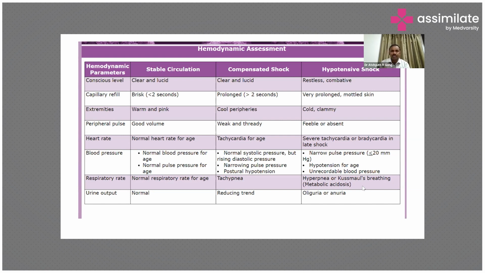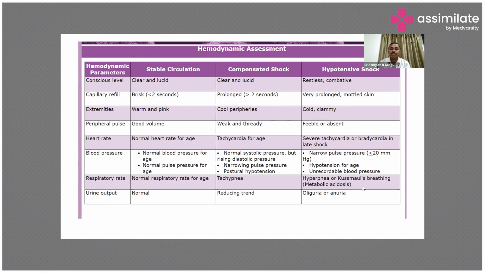So if the patient is normal physiologically and has a stable circulation, he is conscious, clear, and lucid, capillary refill time is brisk, less than 2 seconds, he's warm and pink, peripheral pulses, you can feel good volume pulse, heart rate is within the normal range for the age, and the same with the blood pressure and the respiratory rate, and urine output is not less than normal.